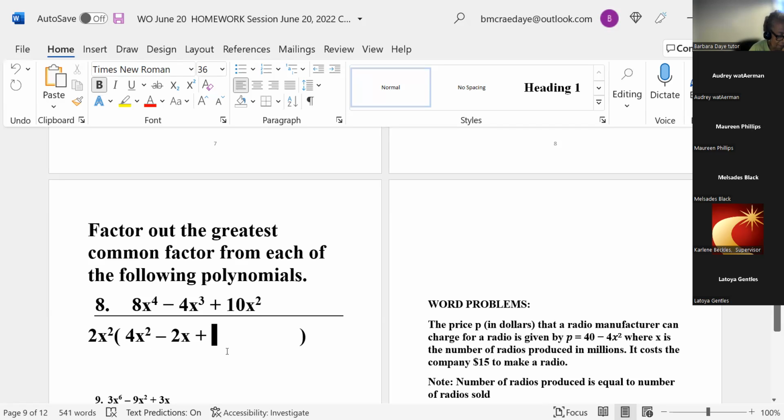5, right? There we go. We got the 5. And this is x to the second, x to the second. So we don't need a power because we already have x to the second. So that would just be 5. Got it? That's your answer.